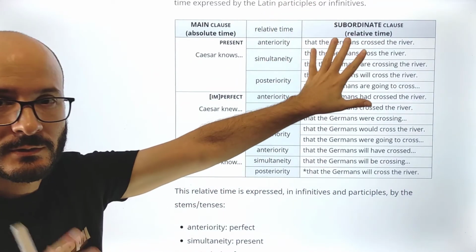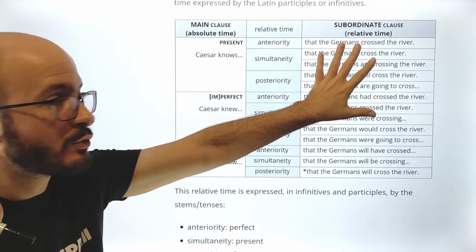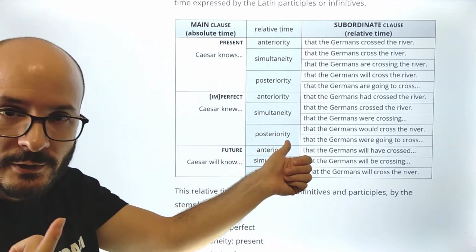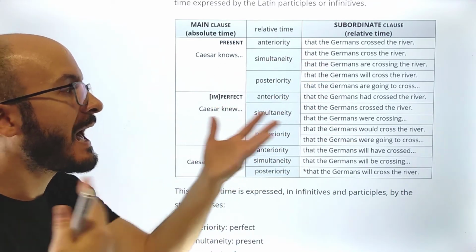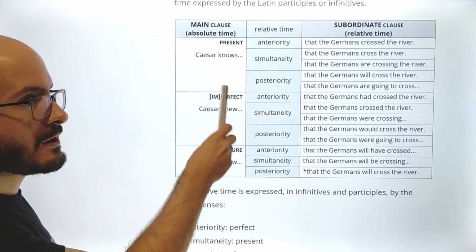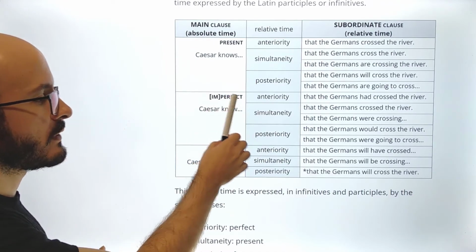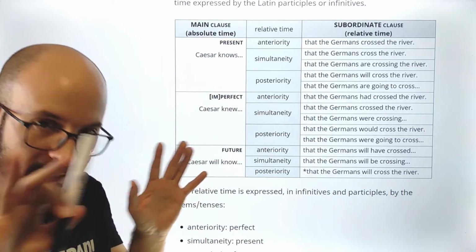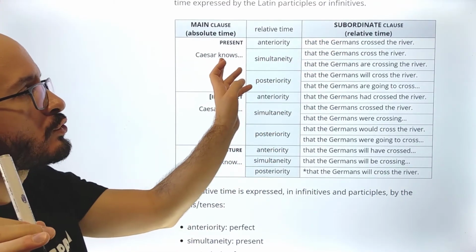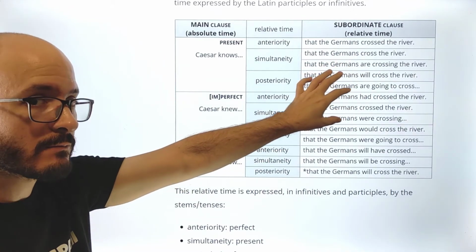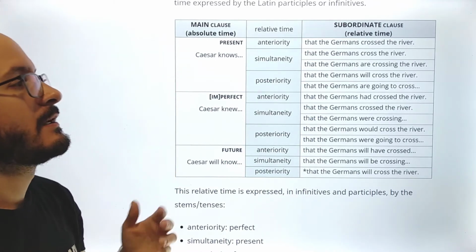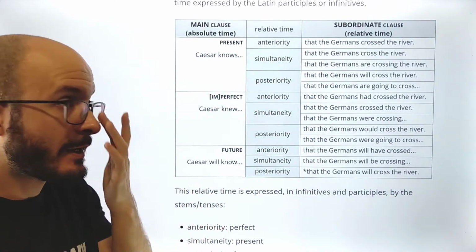Okay, so the table. Again, you don't have to learn the table by heart. You just have to understand anteriority, simultaneity, posteriority, and how to express this in relation to the present, imperfect, perfect, and the future. That's it, okay? It is not so hard. You can even try to do your own sentences, just like this with the same structure. It's going to be quite easy, okay?